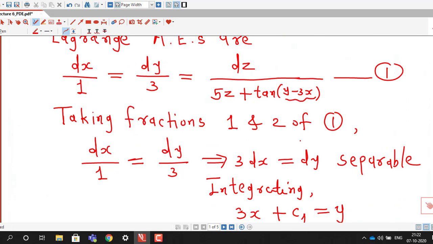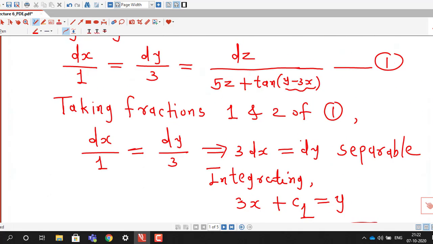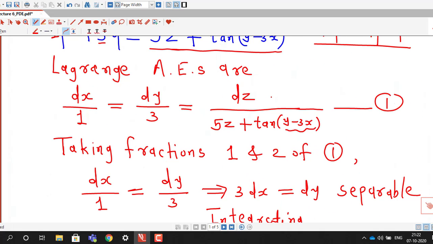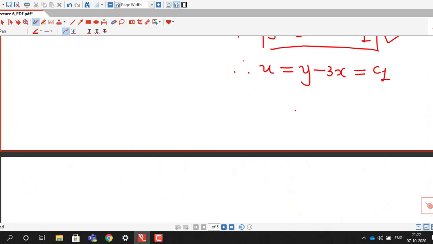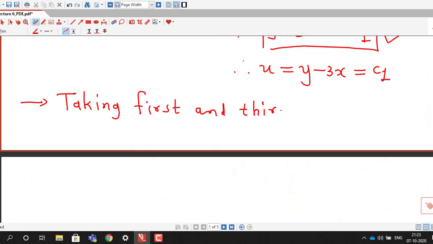So we first take any two fractions, either fractions 1 and 3 or fractions 2 and 3. Suppose I consider fractions 1 and 3. So first I write down the first and third fractions of the Lagrange auxiliary equations that we have denoted by 1.